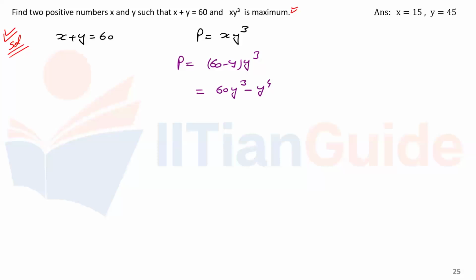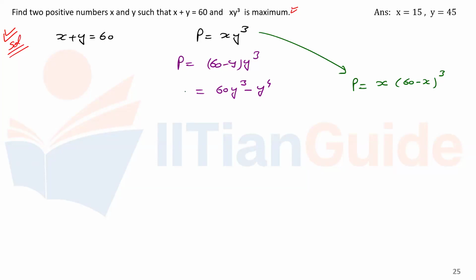I can do dp by dy. However, I had a choice. Instead of writing x in terms of y, I could write y in terms of x. So I can write p as x multiplied by (60 minus x) whole cube, since y is 60 minus x. Then also we can do dp by dx, but here the differentiation is lengthy. If I open the bracket, I will get so many terms, or I will have to apply the product formula. So we have both the choices, but we need to convert the expression into a single variable.